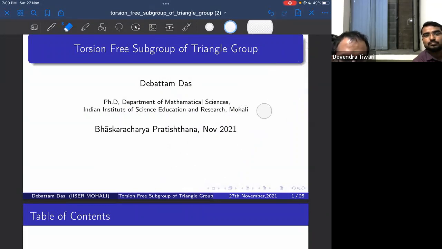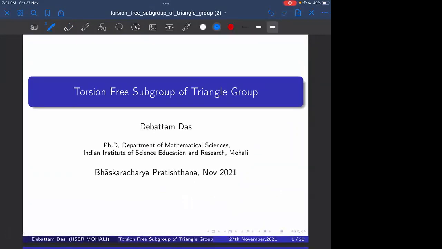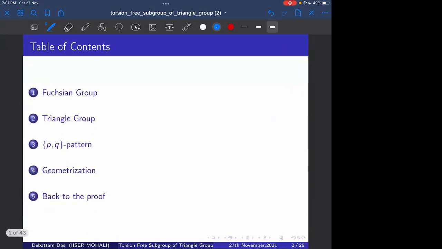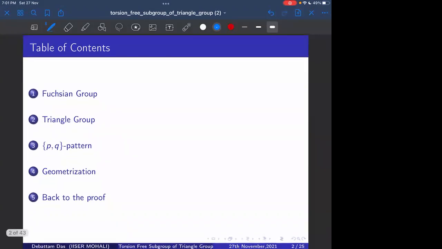Okay, I think you can start formally. So, okay. So I'm presenting the torsion-free subgroup for the triangle groups. That okay? So I part some elements of it. Hello. Am I saying something?